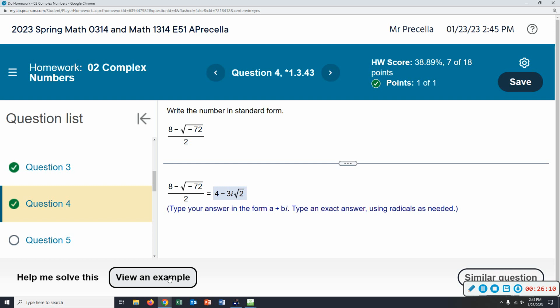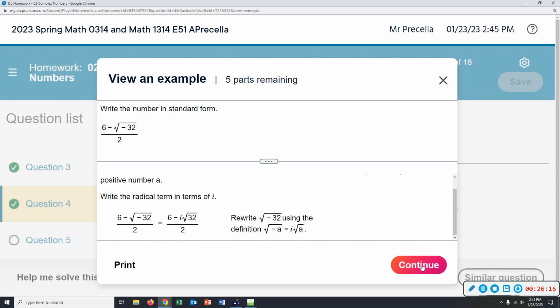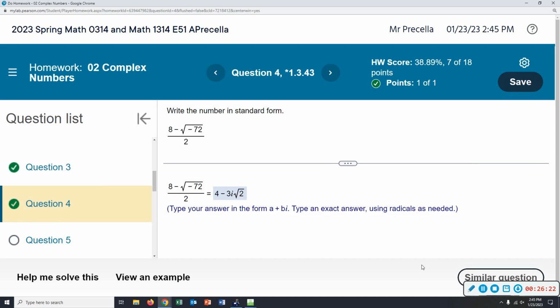Pearson usually has a view an example option down here where they walk you through. Notice the example is extremely similar to what we're doing. If you use Help Me Solve It, it'll step you through this particular problem and guide you to the answer. Then once it's through, it says, okay, now do one on your own, and gives you a whole new problem. So, if you use Help Me Solve It, they're not going to give you credit for the homework problem until they change the numbers and give you a new one to do.